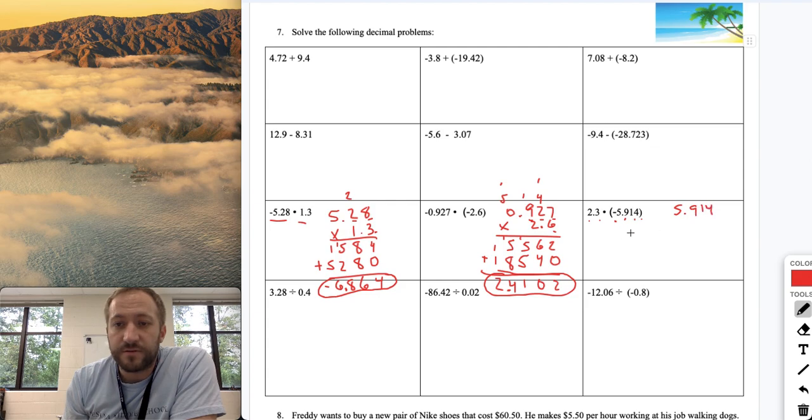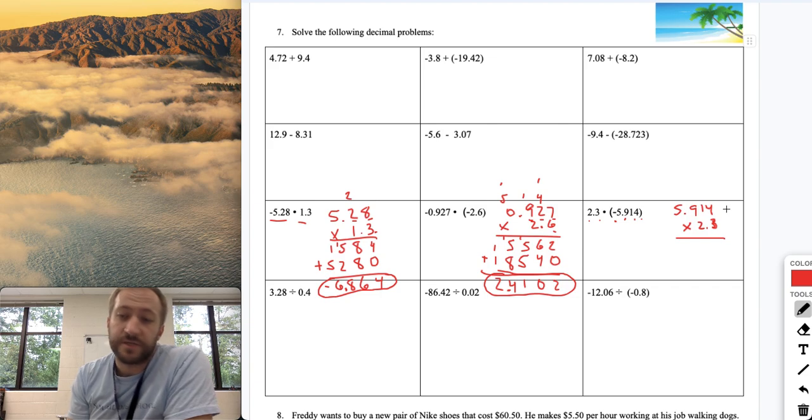5.914 and then times 2.3. Again, if you didn't do that, you'd get the same answer regardless. This way just has fewer steps. So let's look at this one.